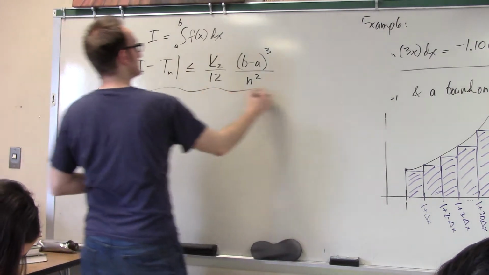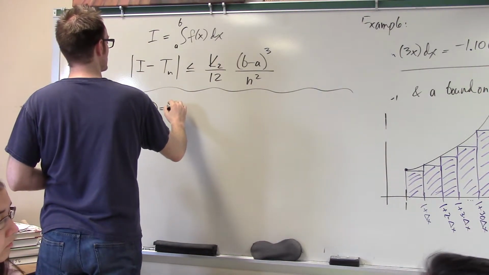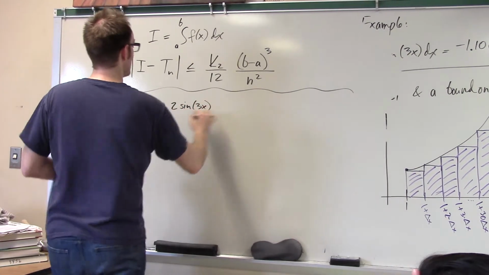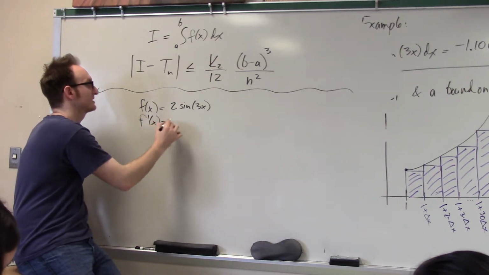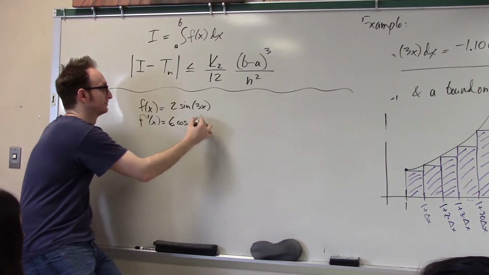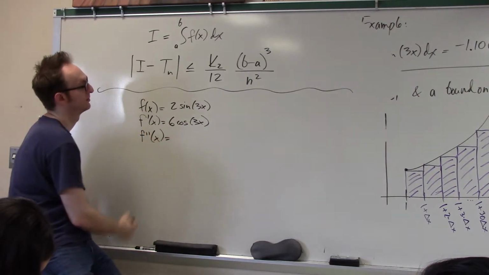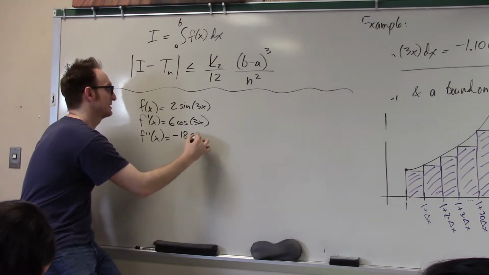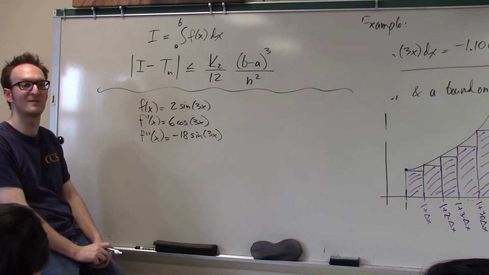So if I wanted to do this same problem, and the function was, what was that function I used? Was it 2 sine 3x? If f is 2 sine 3x, then f prime, as we said, was 6 cosine 3x, right? Yes. And then the second derivative would be negative 18 sine 3x.